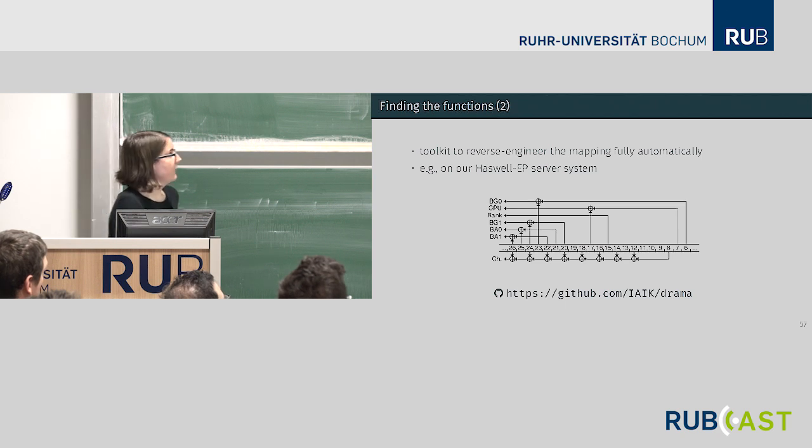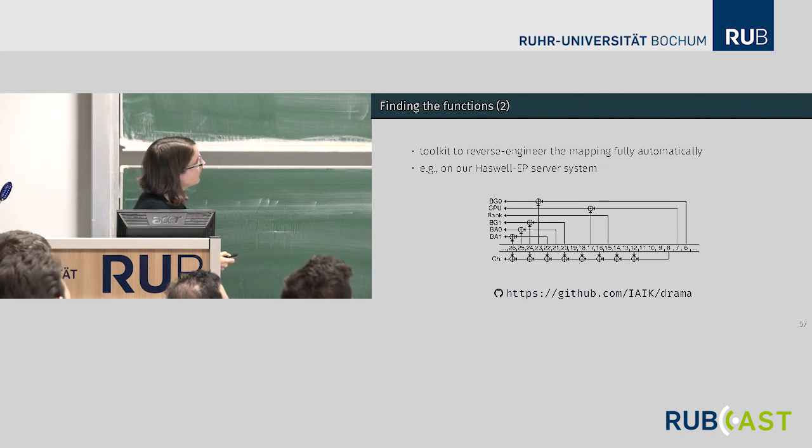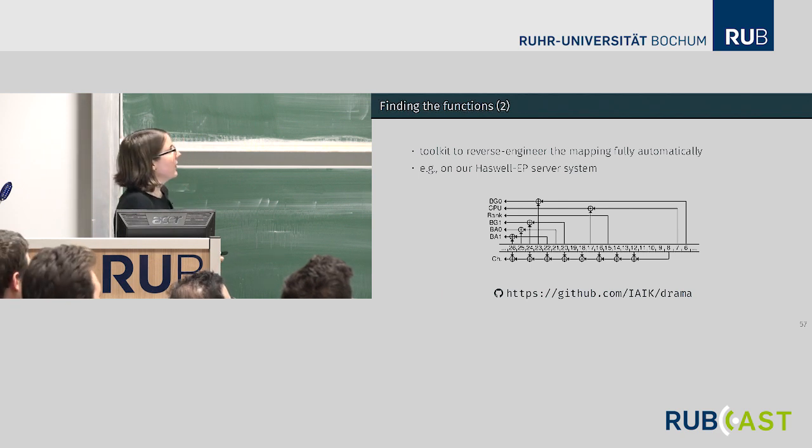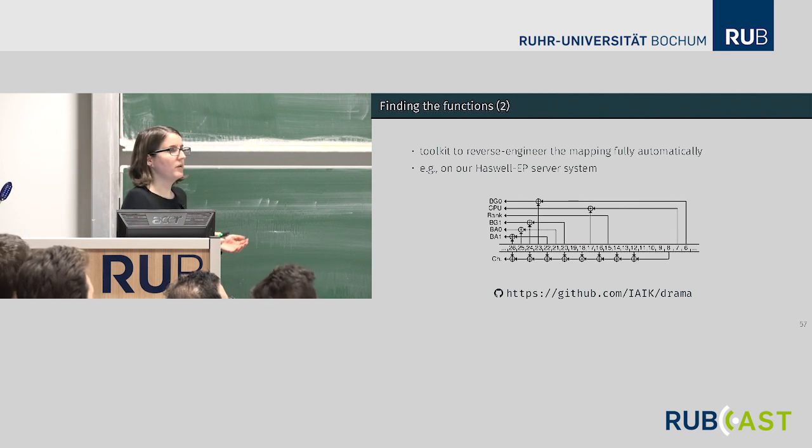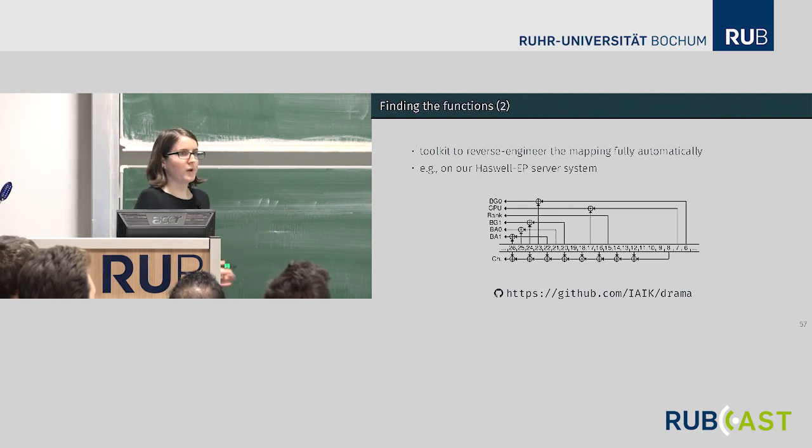And this is the kind of result that we have, for example, on our Haswell server system. That gives us 1, 2, 3, 4, 5, 6, 7 functions. And then we have our whole set of functions, and we're happy about that. You actually have the code here on GitHub. If you want to try on your own machines, you're very welcome to try.